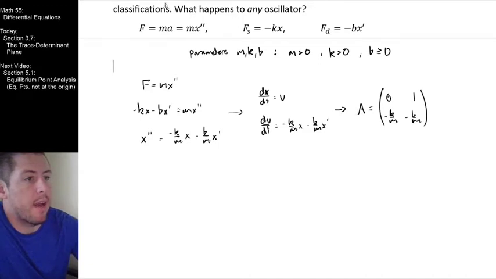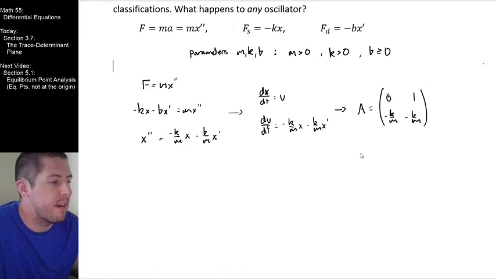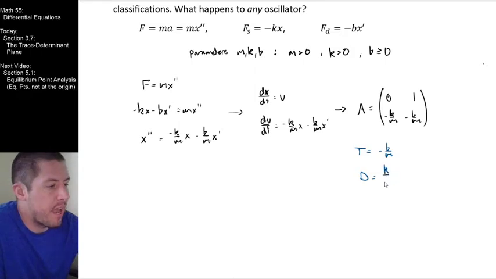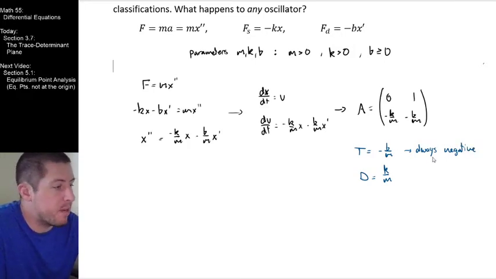So it seems like now I could compute my trace and my determinant associated with this very general oscillator coefficient matrix right here. Seems like my trace is negative b over m, and it seems like my determinant here is 0 minus negative k over m, which is just k over m. So it looks like my trace is always negative. Now, b could be equal to 0. It looks like my determinant is always a guaranteed positive divided by always a guaranteed positive. It's going to be always positive.